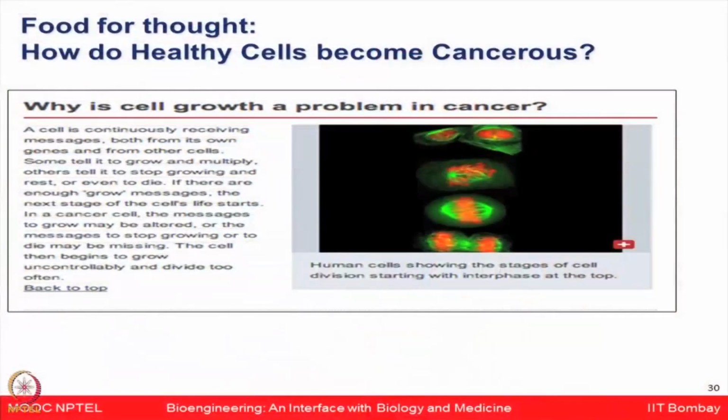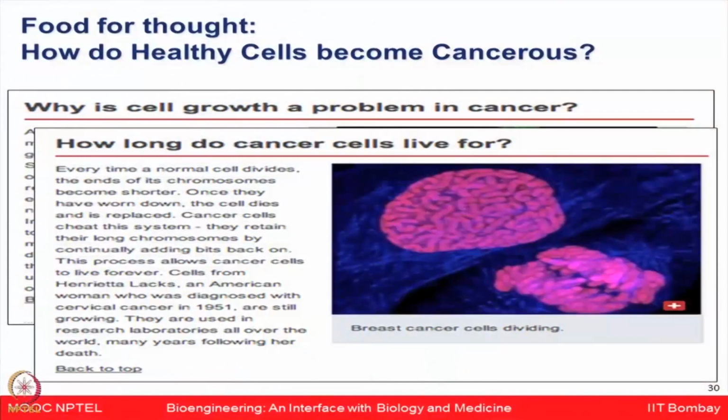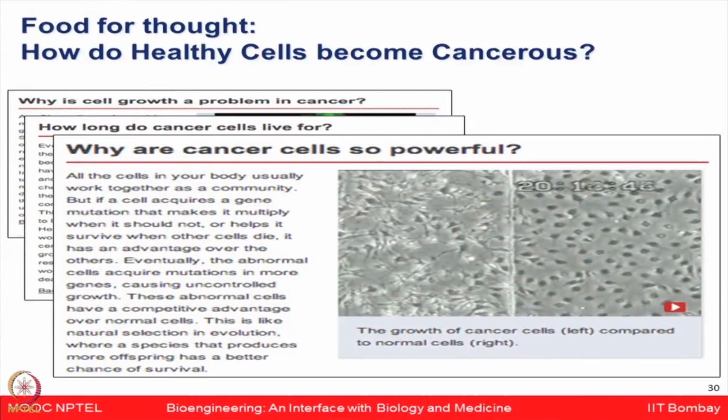So, there are a couple of food for thoughts from a journal which shows how healthy cells become cancerous, and these are still an area for research. We still have to think about why cell growth is a problem in cancer, how long cancer cells live, and why cancer cells are so powerful. I do not have time to talk about each of these points, so I will give you the reference. I think you should read this paper and try to understand how much challenge we still have in science, and to do research in this area we have still not understood these cell properties so much.